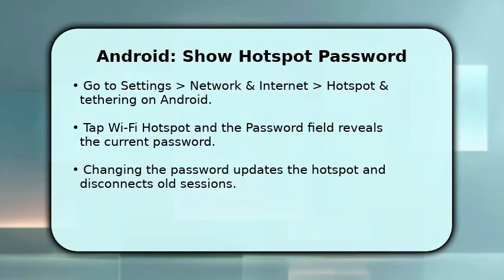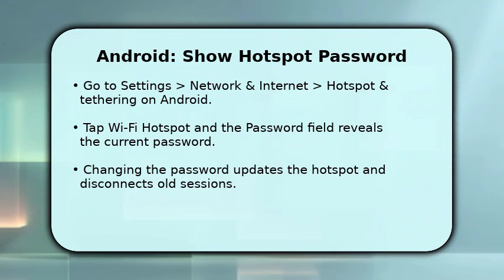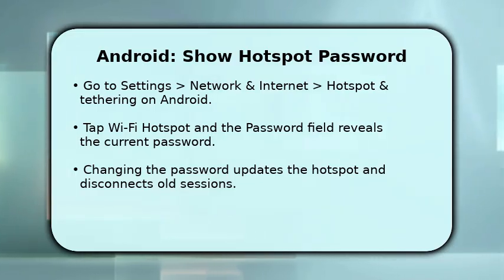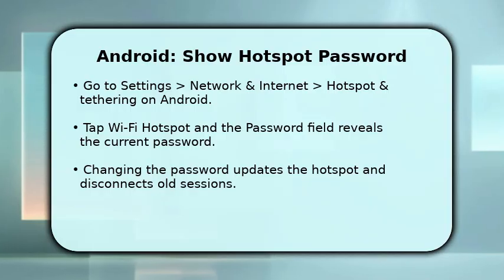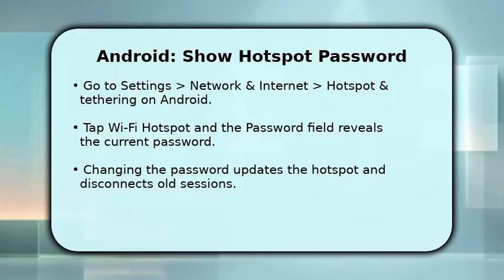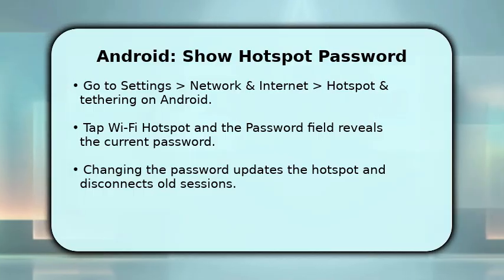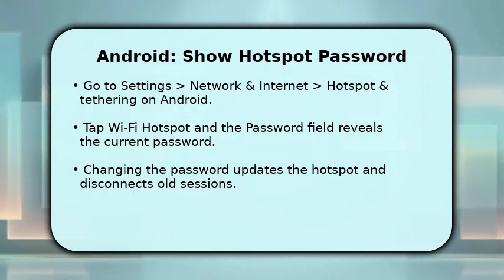Unlock your Android phone and open the Settings app from the app drawer. Tap Network and Internet, then tap Hotspot and Tethering, and finally tap Wi-Fi Hotspot. The password field displays the current hotspot password in plain text or after tapping an eye icon. To set a new password, edit that field and save. The phone enforces the change immediately, and any device using the old password will need the new one to reconnect.